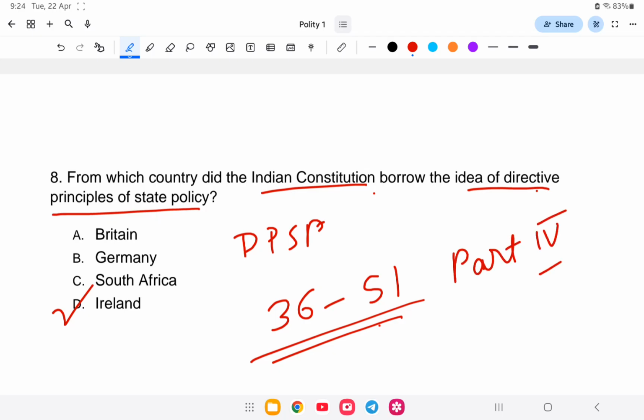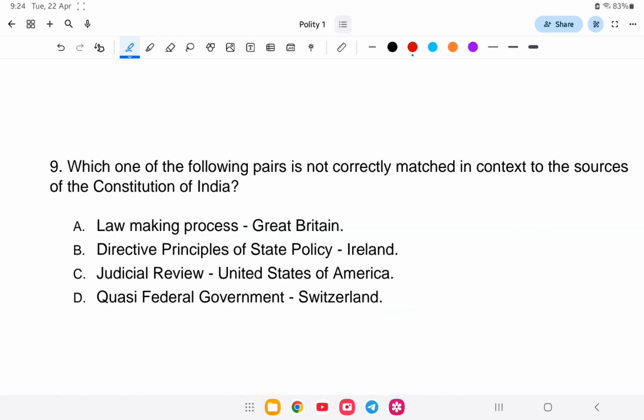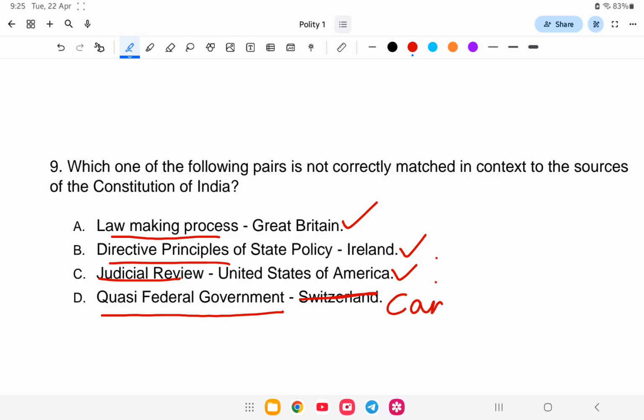The next question. Which one of the following pairs is not correctly matched in the context of the sources of the Indian Constitution? Is it lawmaking power, Britain? Correct. DPSP, Ireland? Correct. Judicial review, United States? Correct. Quasi-federal government, not Switzerland. It is from Canada. So the answer is option D, which is not correctly matched. Next question.